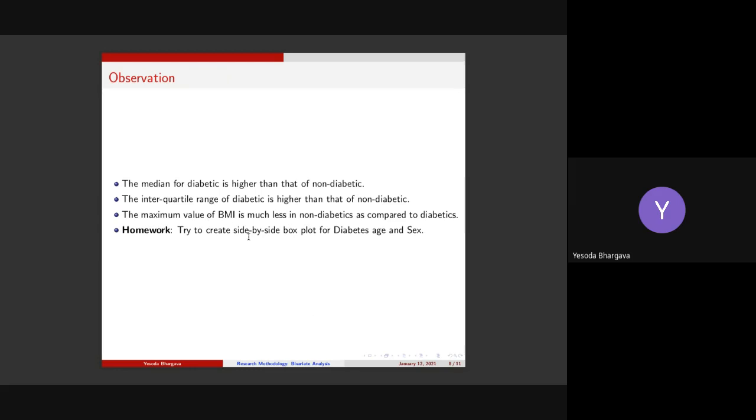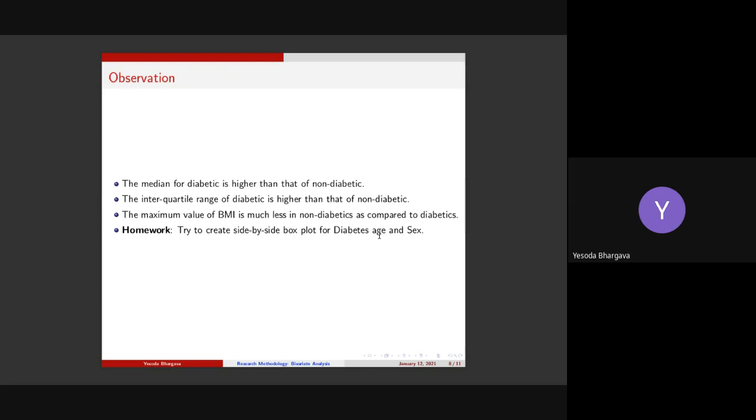For your homework, try to create a side-by-side box plot for diabetes age. Diabetes age in the data set is a continuous variable. Try to look at whether there is any difference in the age at which people get diabetes across men and women in the data set, and then try to interpret it. This is just one homework that I have given. Try to identify the other continuous variables in your data set and look at their relationship with the other categorical variables.